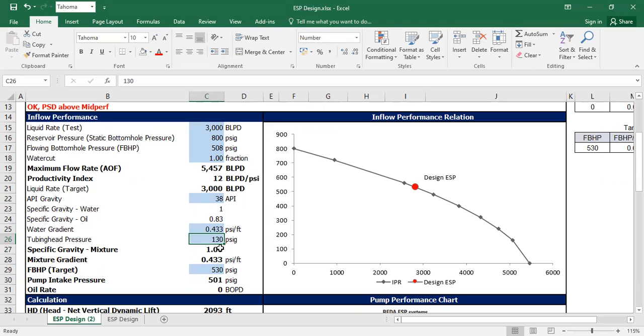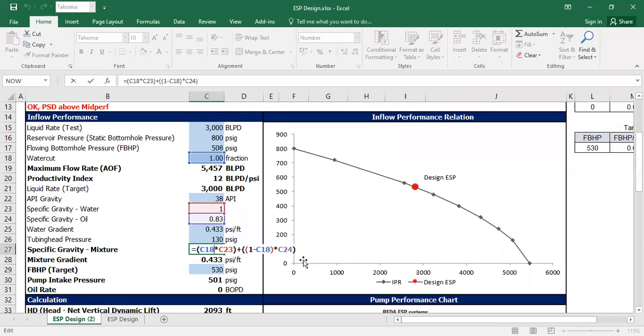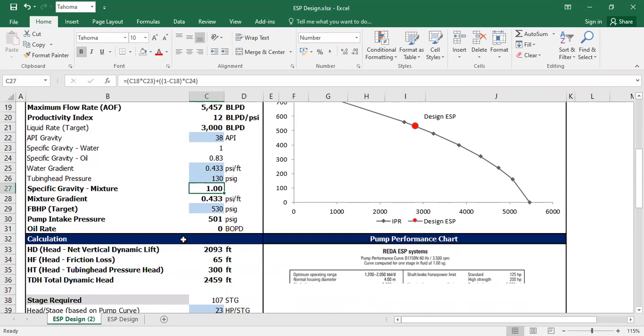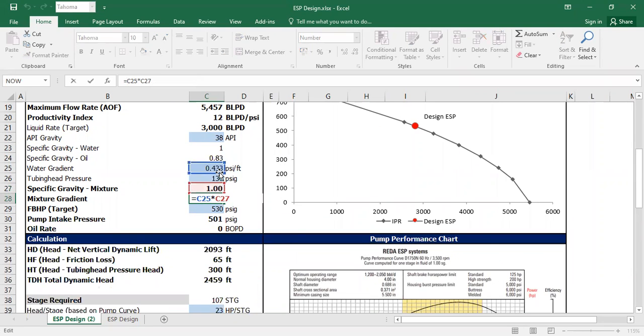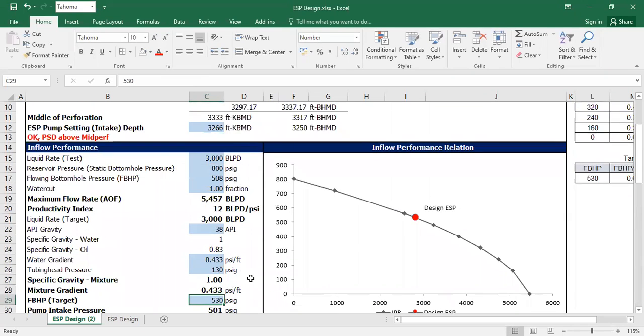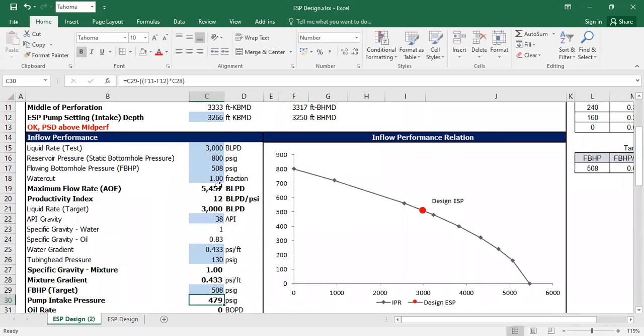So, specific gravity of the mixture. This is a computation; we will need the specific gravities of both water and oil, and also the water cut. Because this is a water well with 100% water cut, of course the specific gravity of the mixture will be 1, and the mixture gradient will be 1 multiplied by the water gradient, which is 0.433 psi per foot. And for the flowing bottom hole pressure target, let's use this calculated one.